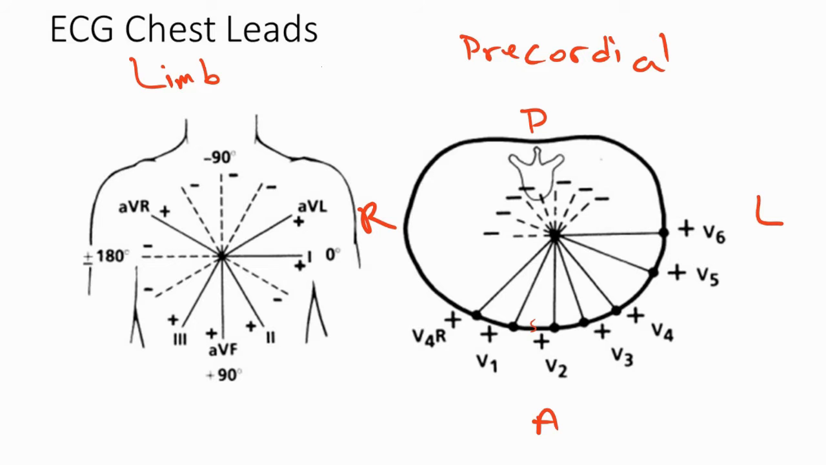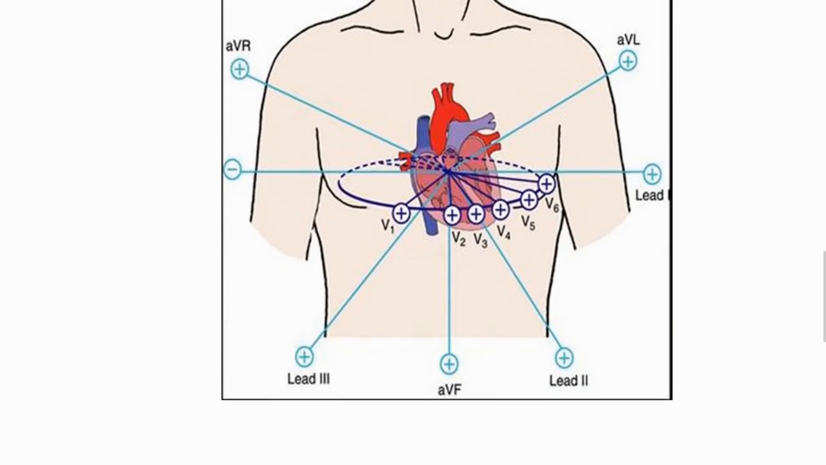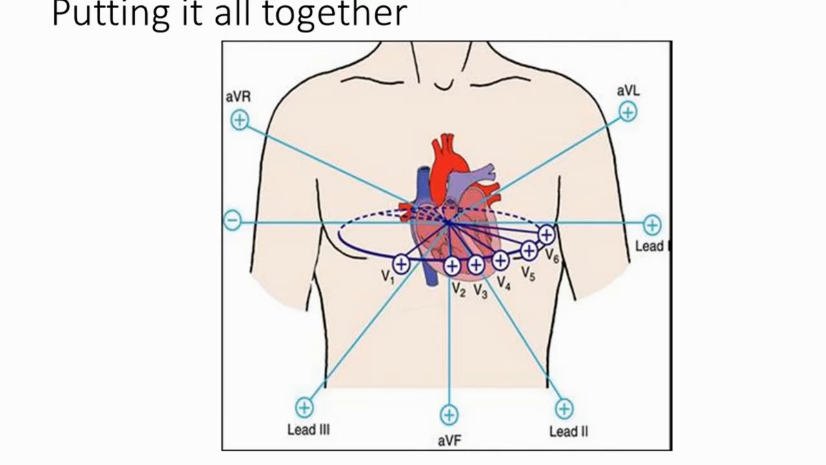And when you superimpose these two things and put them all together in somewhat of a three-dimensional view, you get this. It's important to know that the EKG really looks at the heart from these different angles. So this is the heart in a person's chest, and you can see the limb leads in this light blue color, and that's looking at the heart.